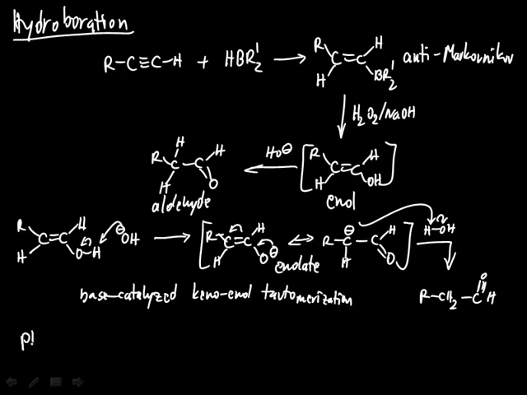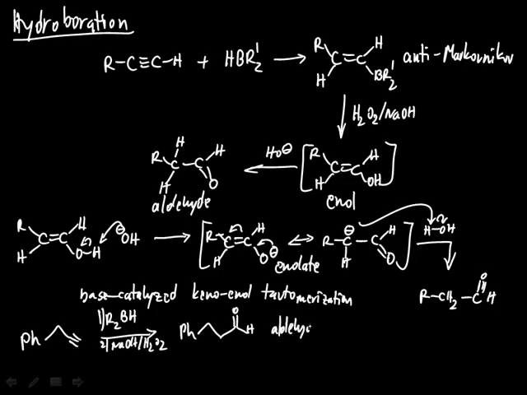To illustrate all this with an example, if we have this model alkyne, and we treat it with borane and sodium hydroxide, or hydrogen peroxide, in this case, we will get an aldehyde. However, if you take the same compound and treat it with acidic conditions, H2SO4, mercury, and water, we will end up with a ketone.